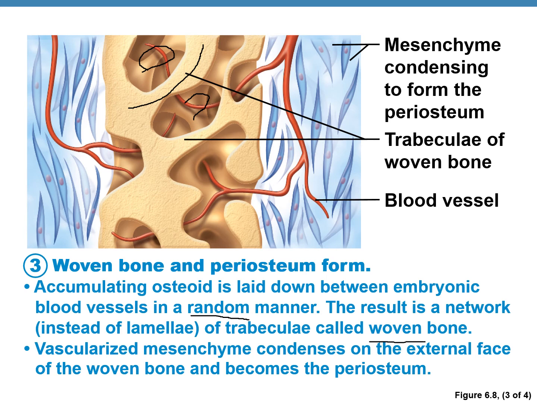Now on the external surface, so here's our external surface, we still have this membrane, and mesenchymal cells, shown here as blue cells, right? They condense and form periosteum. So periosteum is the membrane that covers the bone.